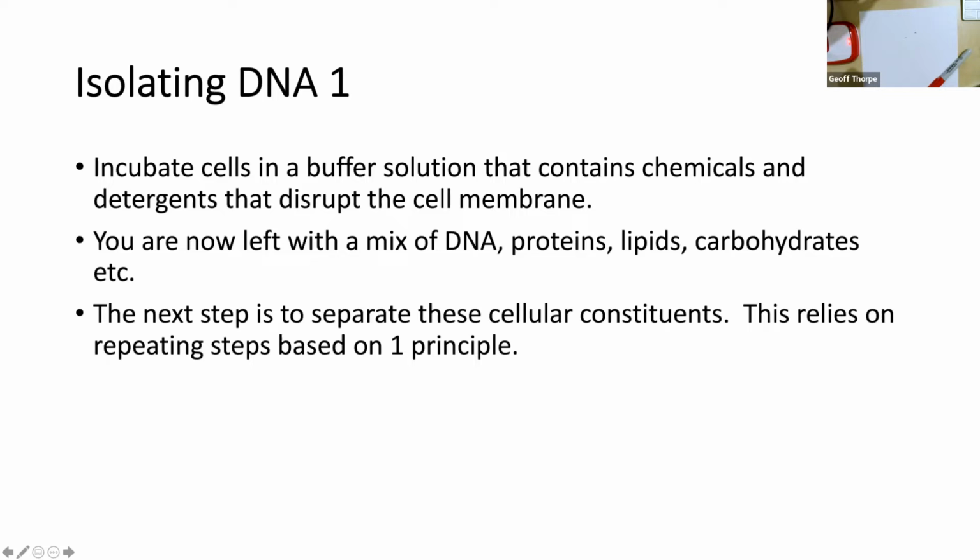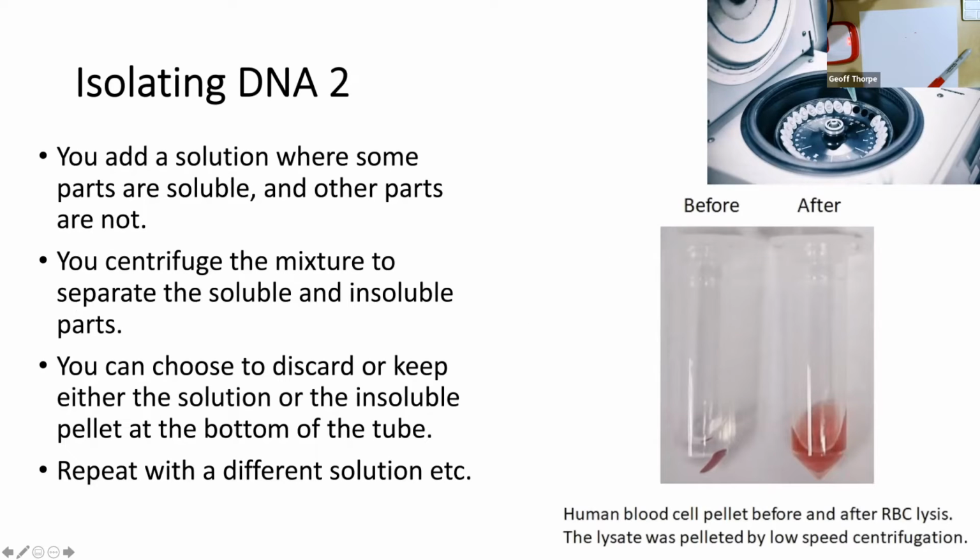So the next step after breaking up the cells is we need to start separating out these cellular constituents depending on what we need. In this case, we're looking for DNA. Now, this is all done by a few repeated cycles, based on one simple principle. You would add a solution, and the solution you'd be adding would be based on what you're trying to separate out. So you'd add a solution where some parts are going to be soluble in that solution and other parts are not going to be soluble.